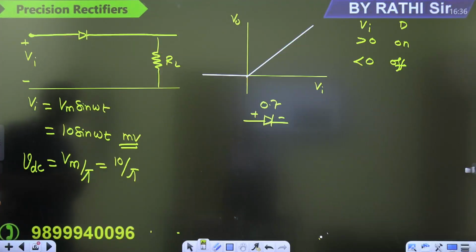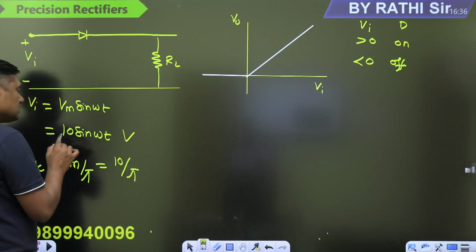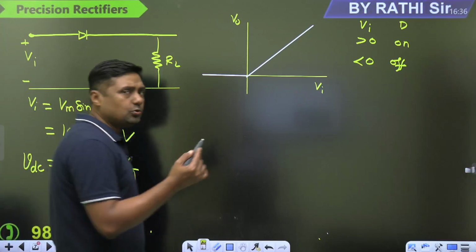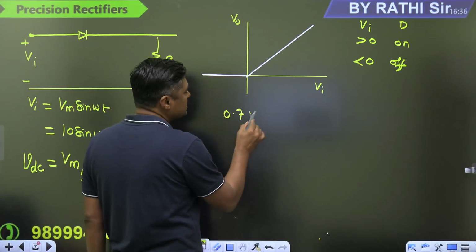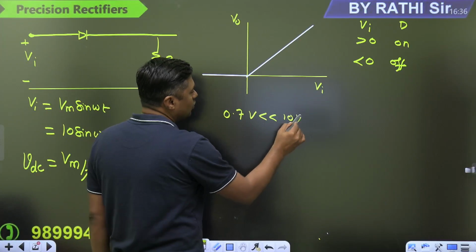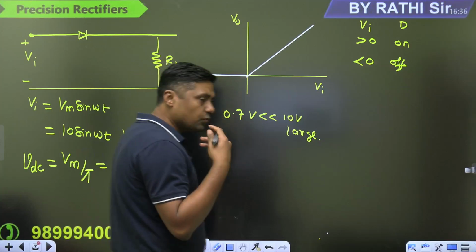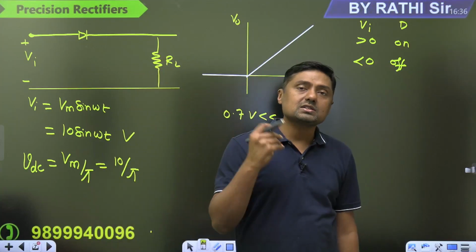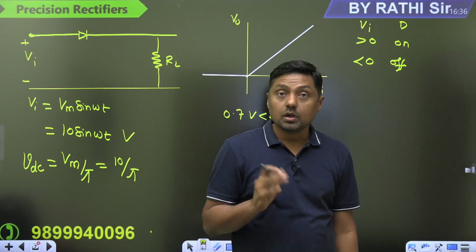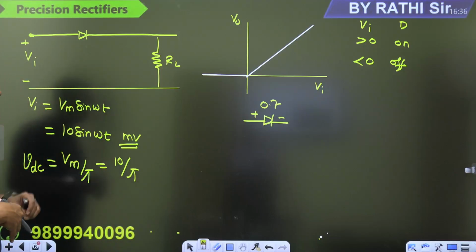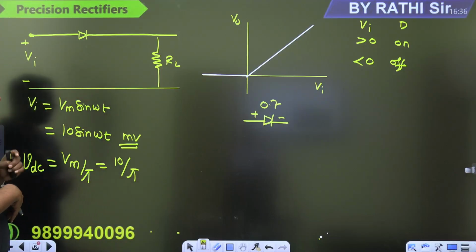No doubt, when we are giving a very large input signal, for example in volts, where the highest value is 10 volt, we can say that in comparison to 10 volt, the 0.7 volt is negligible. It is a large signal, and we are assuming an ideal diode, just neglecting the drop across the diode. But suppose the input signal is in the range of millivolt. The highest value is only 10 millivolt.